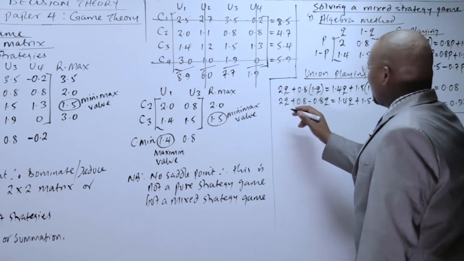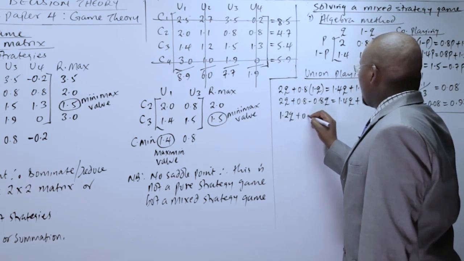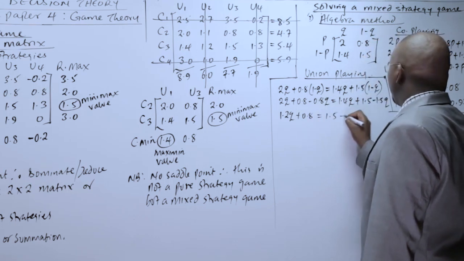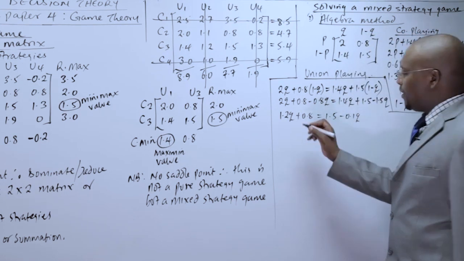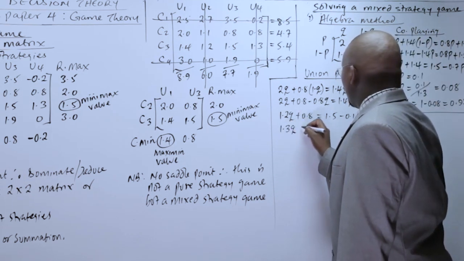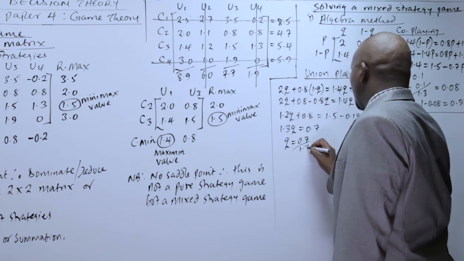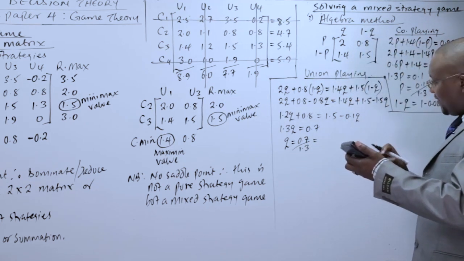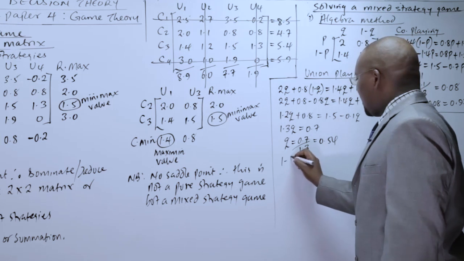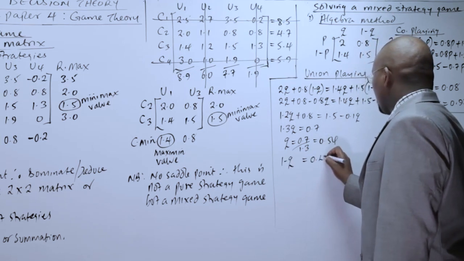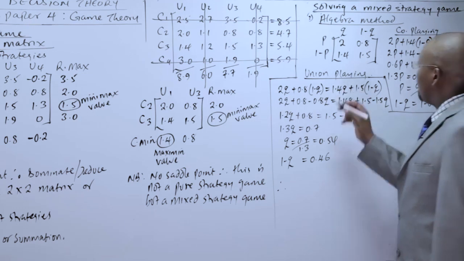Now we put like terms together: 2q minus 0.8q is 1.2q, plus 0.8 equals 1.5 minus 0.1q. Transferring the 0.1q, this side will be 1.3q equals 0.7. Therefore q is 0.7 divided by 1.3, which gives us 0.54, and 1 minus q gives us 0.46.